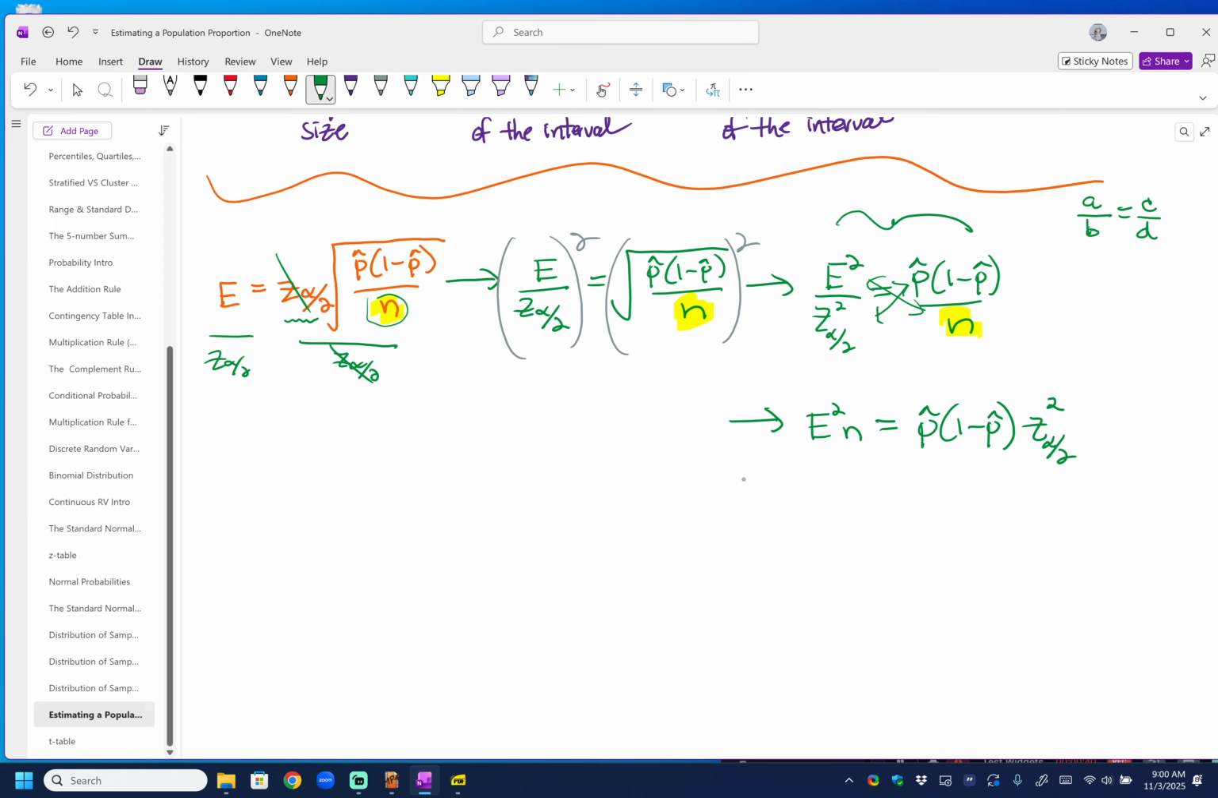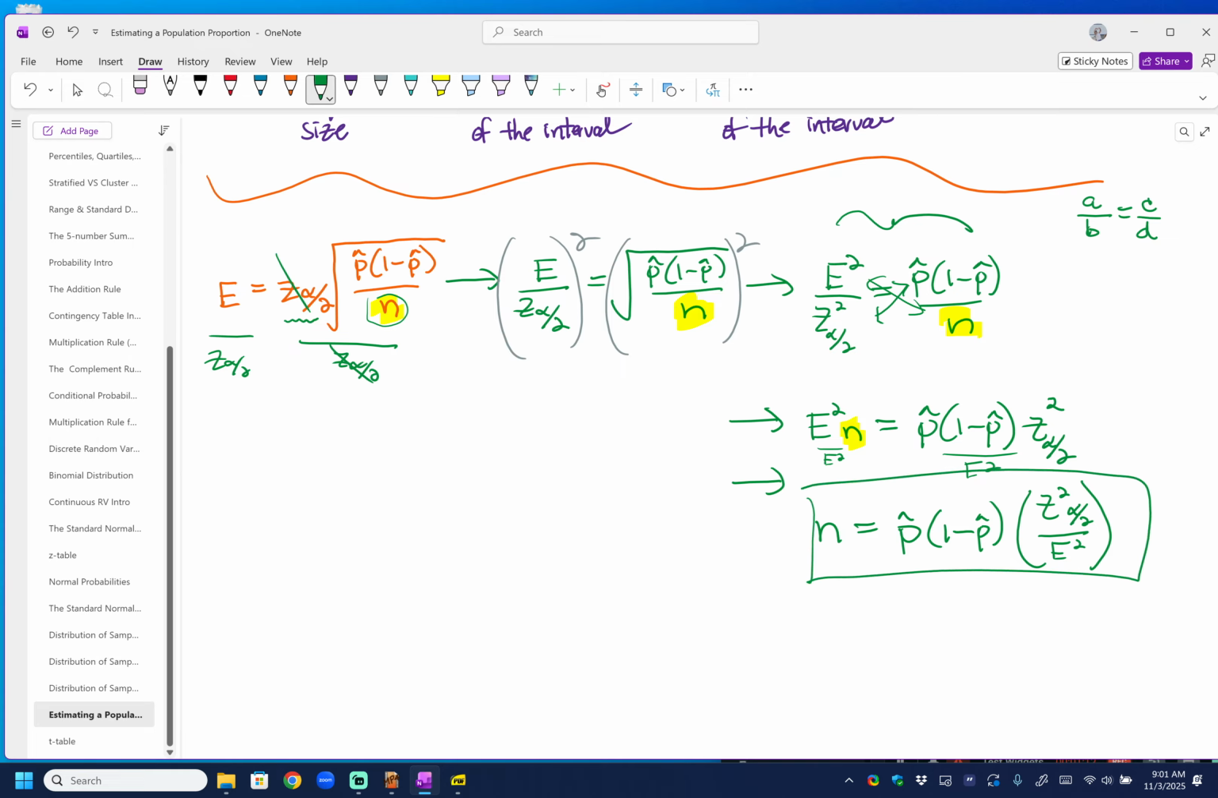Finally, we have n almost isolated. We just need to divide both sides by e squared. I'm going to do a little rearranging to make it look nice. This p hat 1 minus p hat is going to stay on the outside, and I'm going to take this e squared and put it underneath the z squared alpha over 2. That's legal because it's multiplication. And what we end up with is the formula for determining the sample size given a set margin of error and a set confidence level.